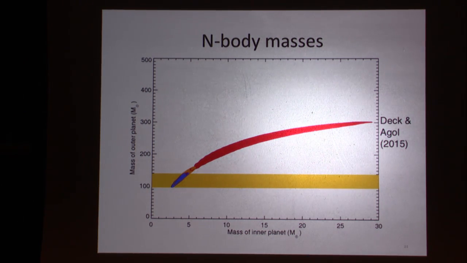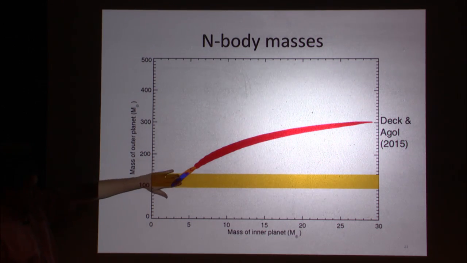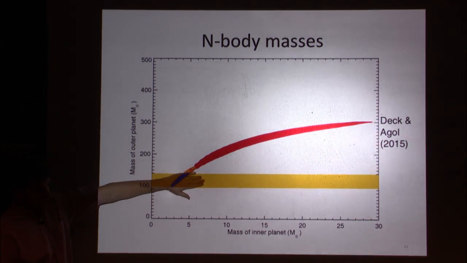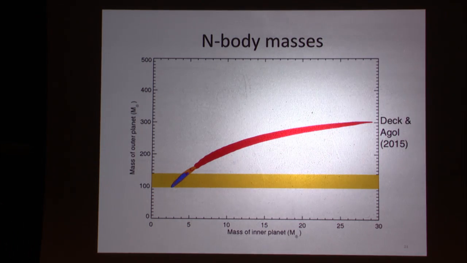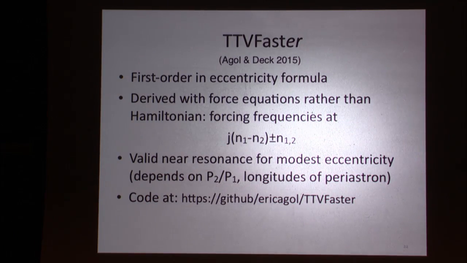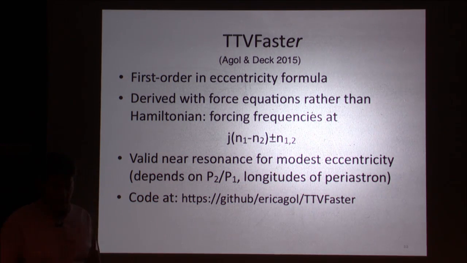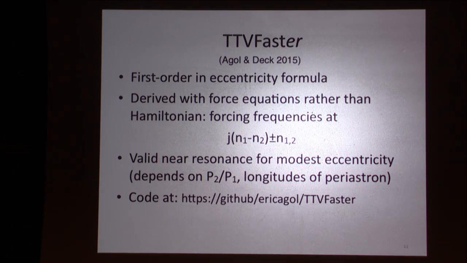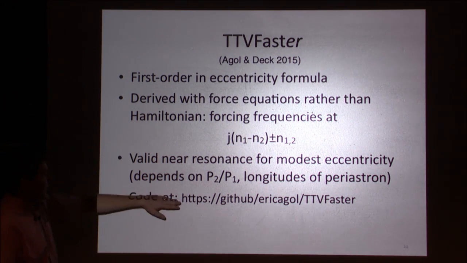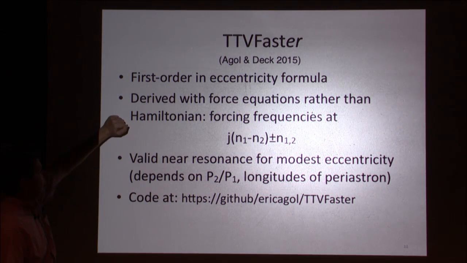So now this chopping formula that we derived and published assumes 0th order in eccentricity. We just added a paper on the archive this week, which I'm going to advertise, which does this to 1st order in eccentricity. It actually is more accurate than the Lithwick et al. formula. TTV faster, yeah. That's not what we called it in the paper, but that's what it is on GitHub.